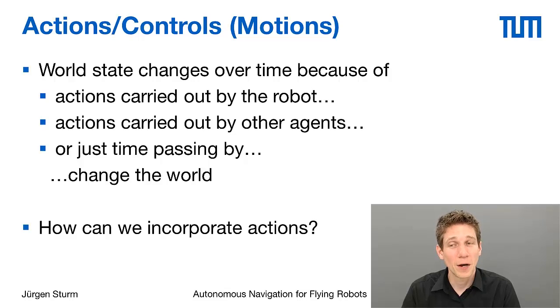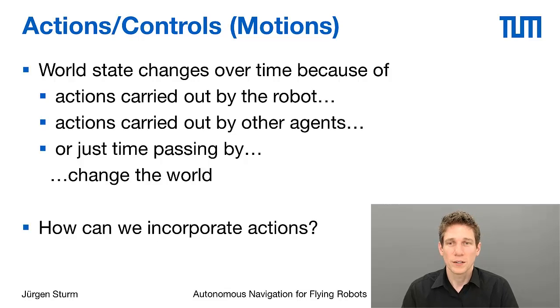But of course, other parts of the world state might also change that are not under our control. For example, other agents or other Quadrotors might move as well. There might be humans or other things that are going on that have influence on the world state. And even if we don't have other agents, the world state might change over time because it has intrinsic dynamics, for example.